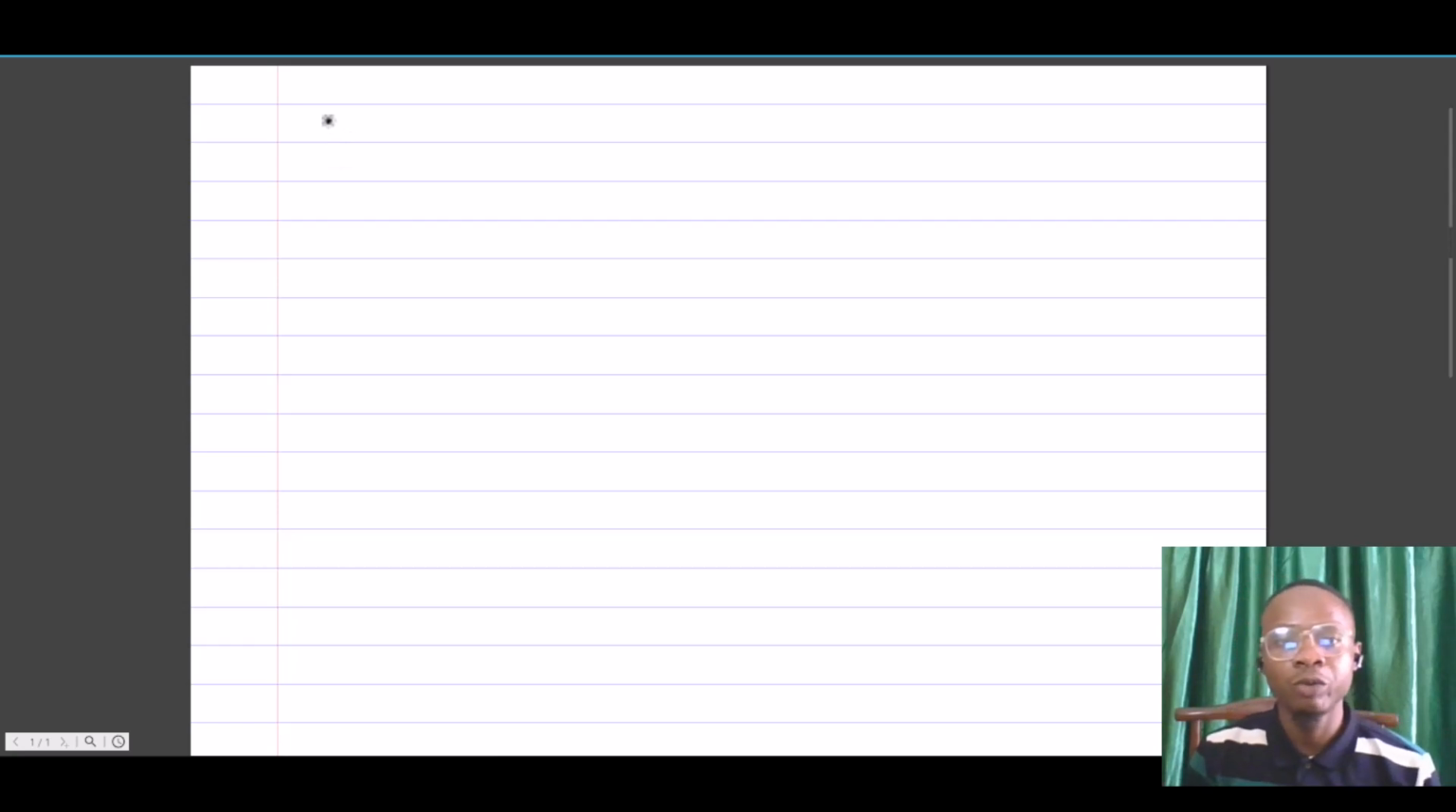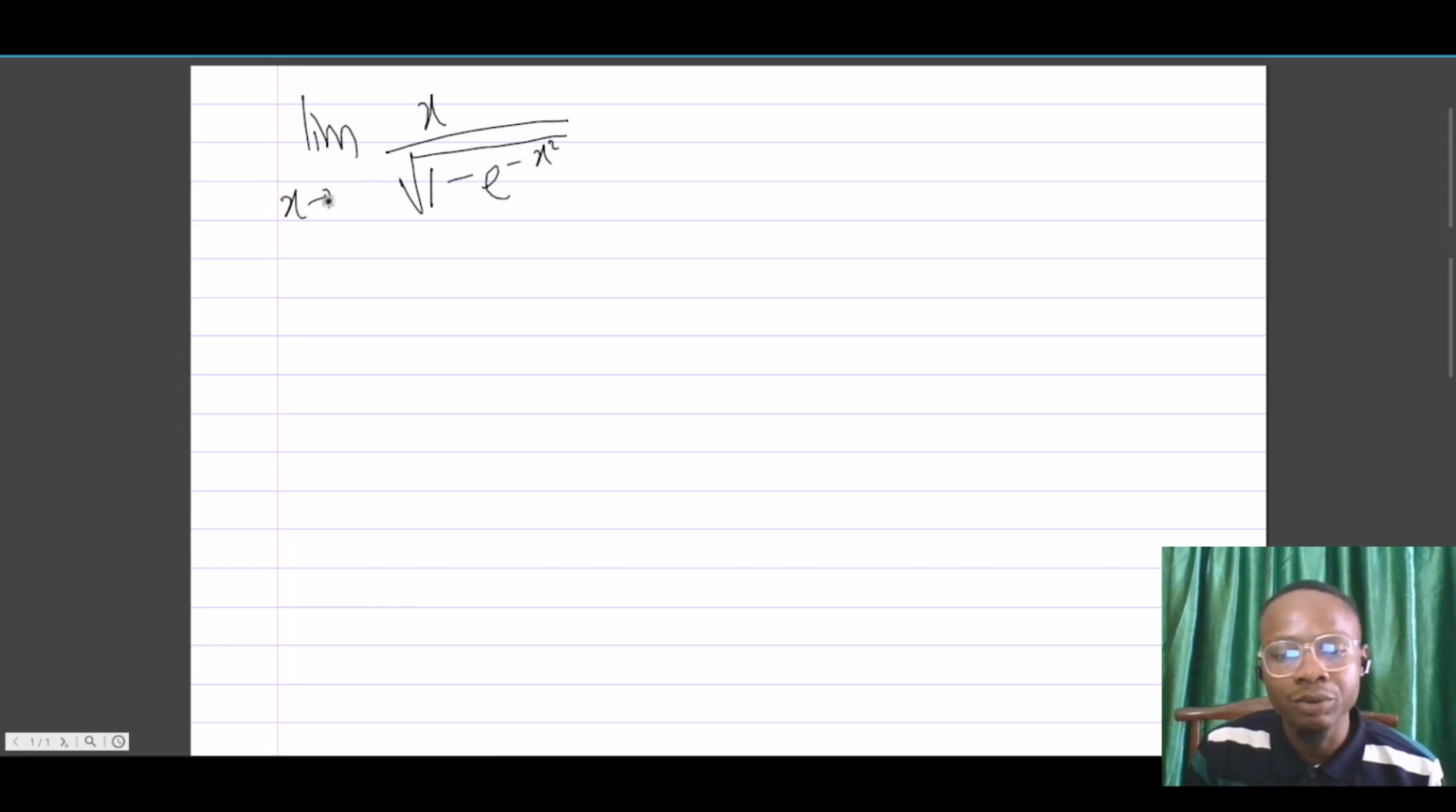So let's consider one more example. Look at this now. We're going to find out the limit of x divided by the roots of 1 minus e to the power minus x squared as x approaches 0.